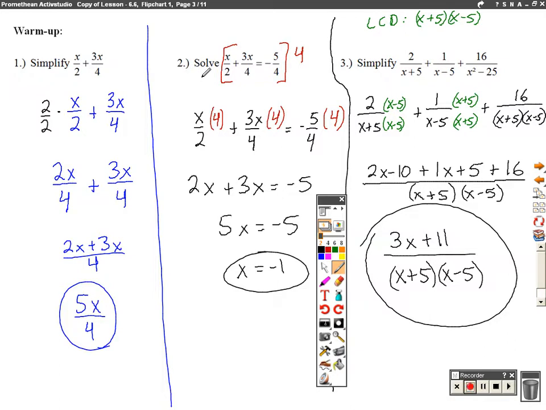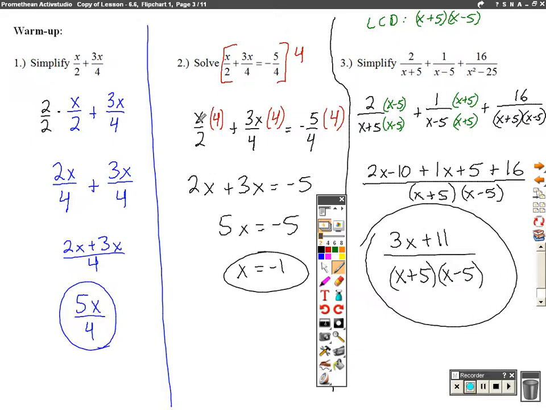So first we cleared fractions. I multiplied through by 4, which was the LCD. So basically all terms get multiplied by 4. All of these denominators should divide evenly into 4. So 2 goes into 4 2 times, so you're left with 2x. Here the 4's cancel completely. You're just left with 3x, and then you're left with negative 5 by itself. So continue solving, you get x is negative 1.